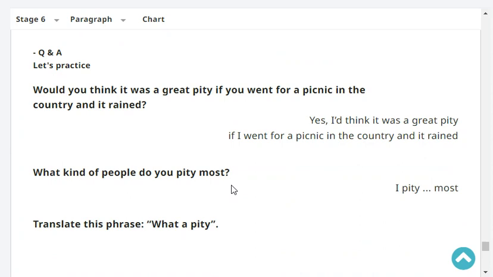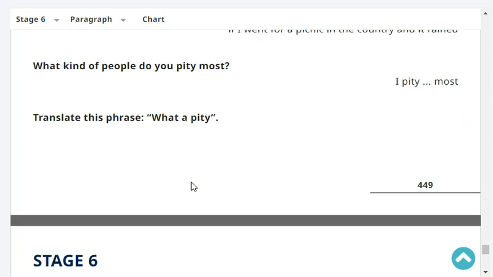Okay, let's practice. Would you think it was a great pity if you went for a picnic in the country and it rained? Yes, I think it was a great pity if I went for a picnic in the country and it rained. What kind of people do you pity most? I pity the sick the most. Very good.